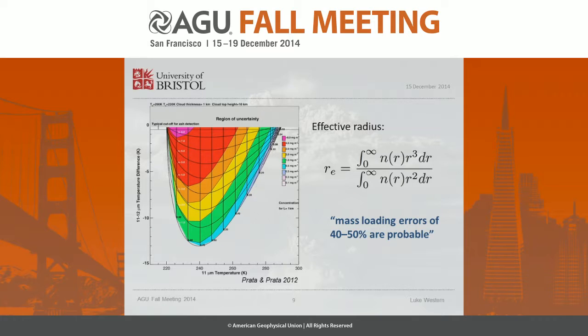So we define the size of our distribution in terms of an effective radius, and this is essentially a volume to surface area type ratio of a distribution of particles. It's quite a convenient way to characterize a distribution of particles.